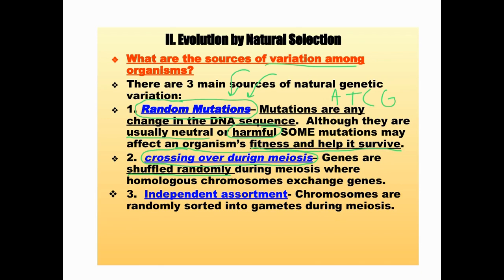And the other one also has to do with meiosis, and that's independent assortment. Remember, humans have 46 chromosomes, but when we make our gametes, we only give 23 of these chromosomes to our offspring, to our kids, in sexual reproduction. So, which of your 46 are you going to give? It's totally random which of your 46 are going to go into the gametes, and that's independent assortment, another source of natural variation in organisms.